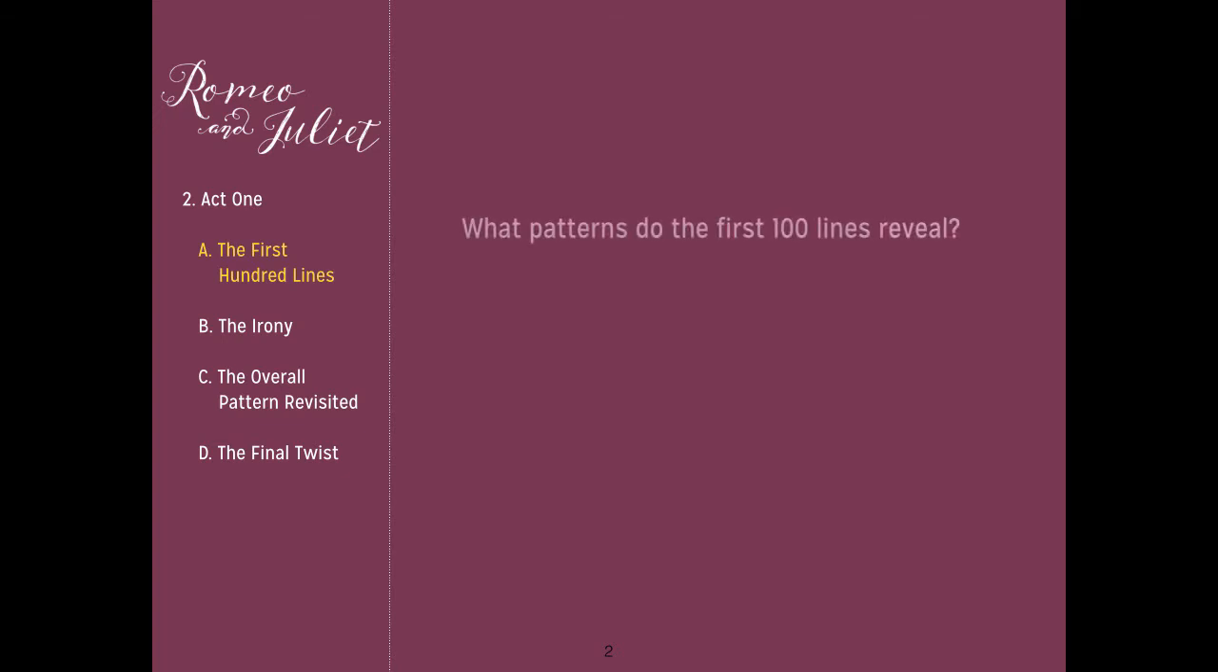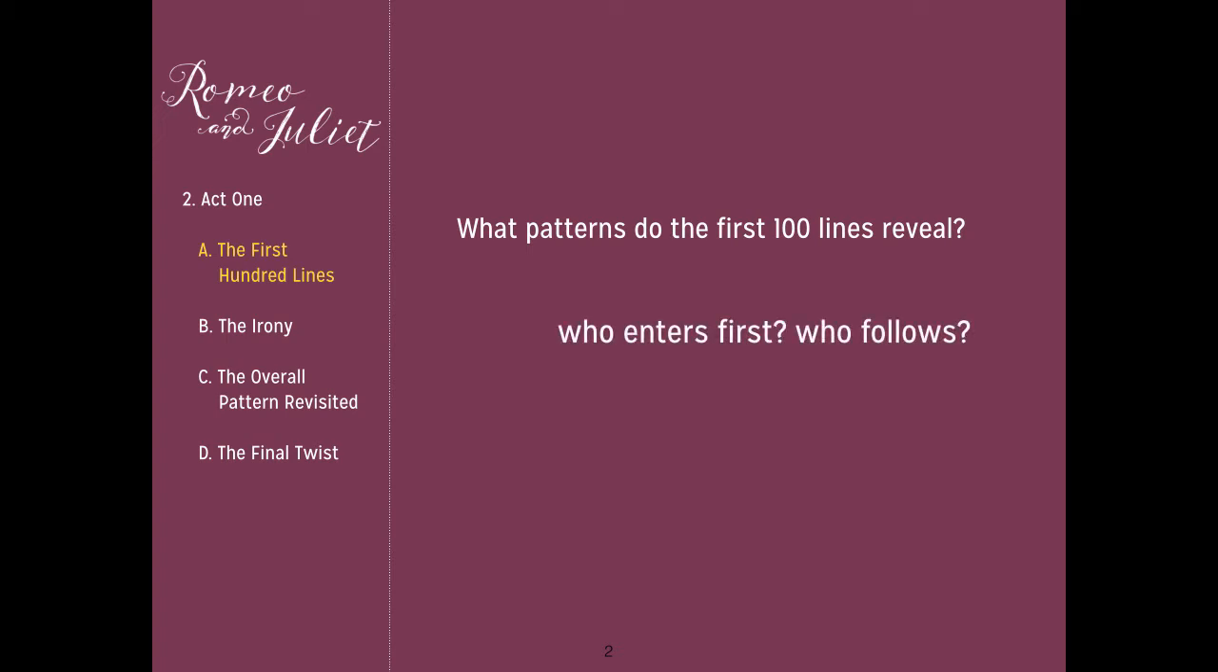We can start with a close look at how the opening scene is patterned. When we go on to consider the rest of the play, then we look for how that pattern plays out. Who enters first? Who follows? How do characters move on the stage, just in the first 100 lines?